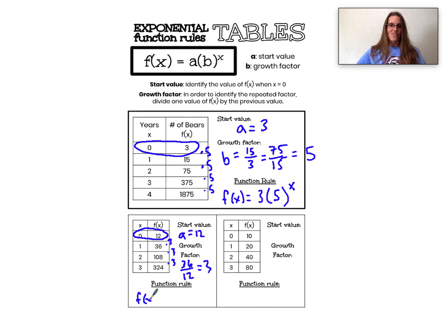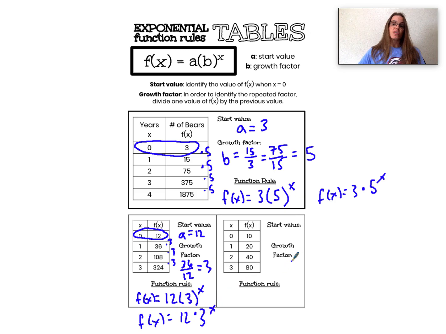Function rule, f of x equals a, which is 12, times the growth factor 3 to the x power. I could have written the previous one as f of x equals 3 times 5 to the x. F of x equals 12 times 3 to the x. That is fine. If that's more clear to you, that is perfectly acceptable.